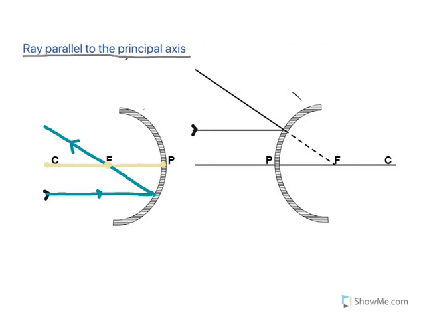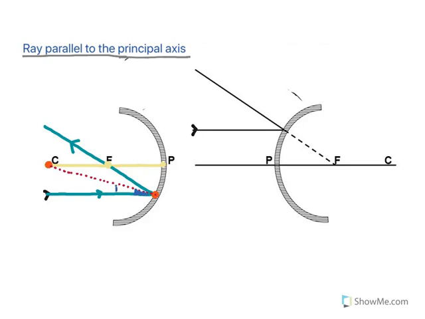Now, if we want to indicate the angle of incidence and the angle of reflection in this figure, all we need to do is join the center of curvature to the point of incidence. This is the normal. Now you know what the angle of incidence is. Angle of incidence is the angle between the incident ray and the normal. So the angle between the incident ray and the normal is this angle here. We'll mark this as I.